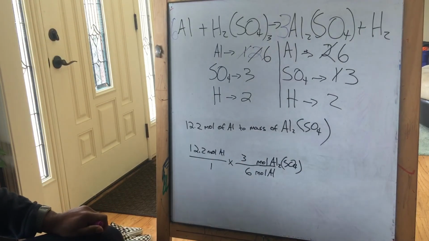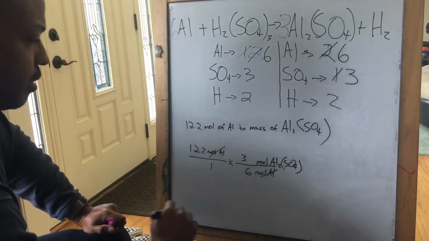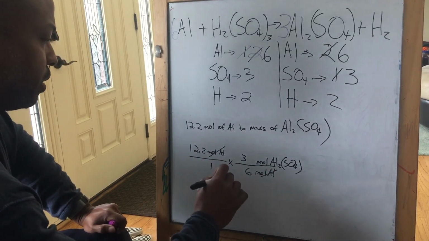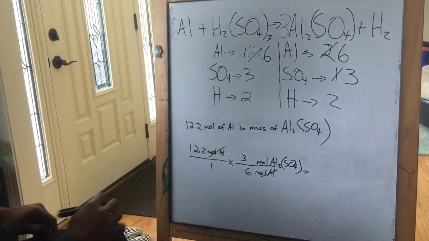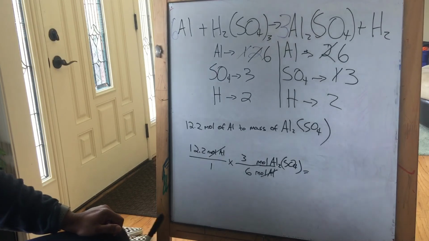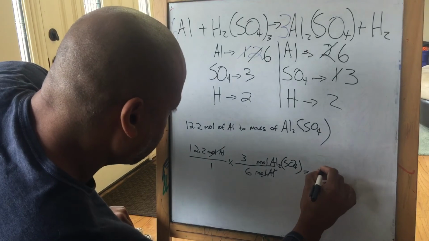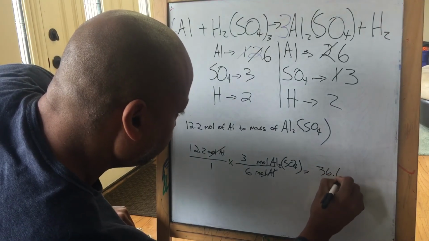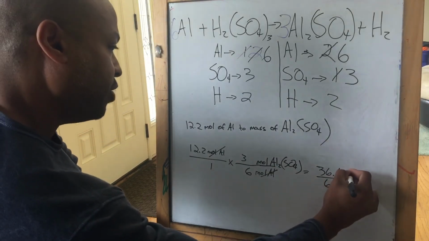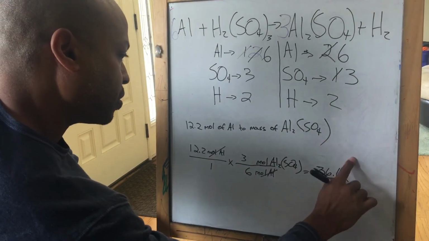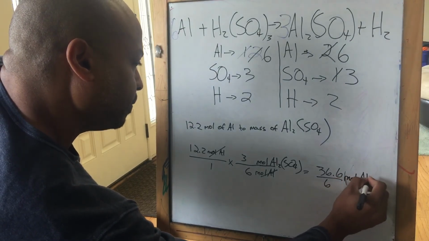So now we're just going to multiply or cross out the part that needs to be canceled out. Now we just need to multiply 12.2 times 3. I don't have a calculator, so I think that is going to be 36.6. All of that over 6. And my unit is going to be moles of aluminum sulfate.